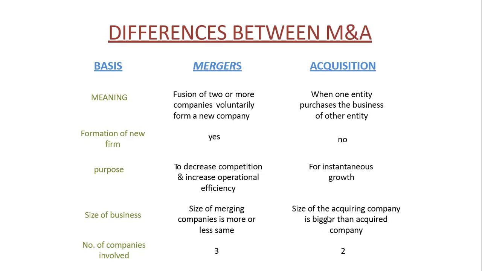The acquiring firm is very big. It is like a shark eating a small fish. Okay. So a very large company acquires a small company. The size of the acquiring firm is very, very big and the size of the target company is very, very small. Number of companies involved: here, the number of companies is three because A and B are getting merged and forming a C company. In the acquisition, the number of companies involved is only two: one larger company and one smaller company.